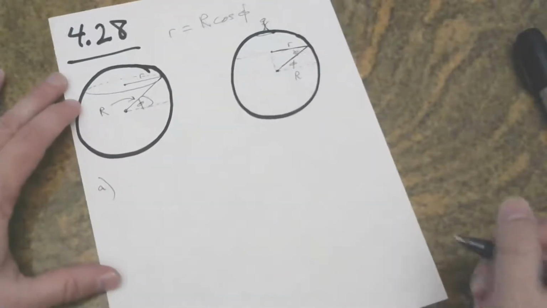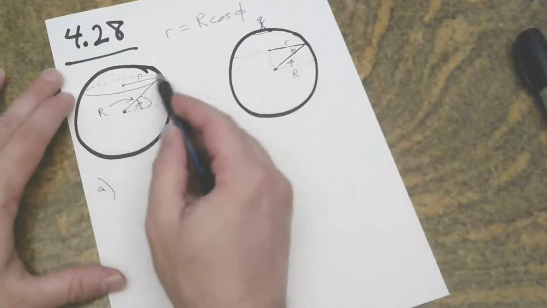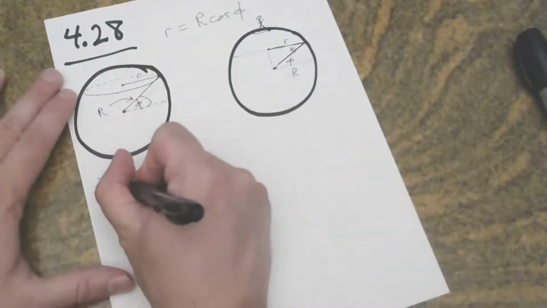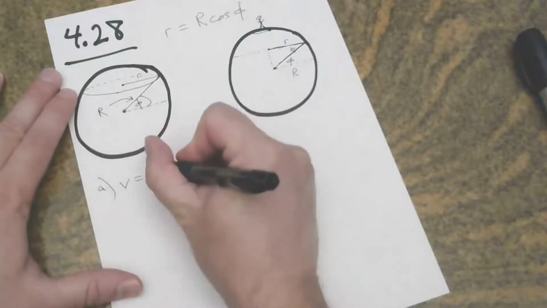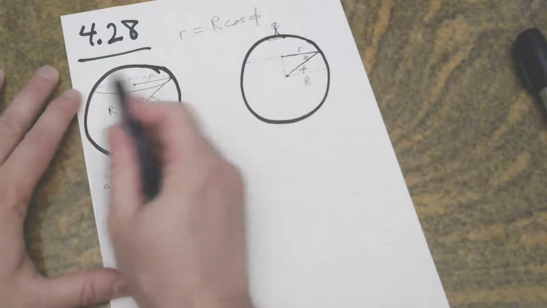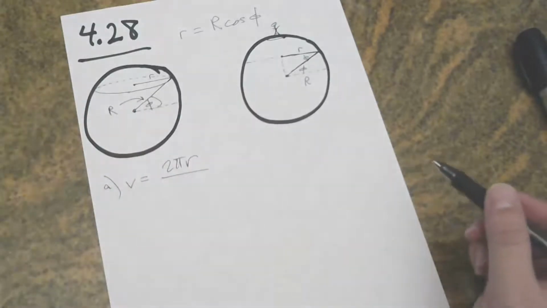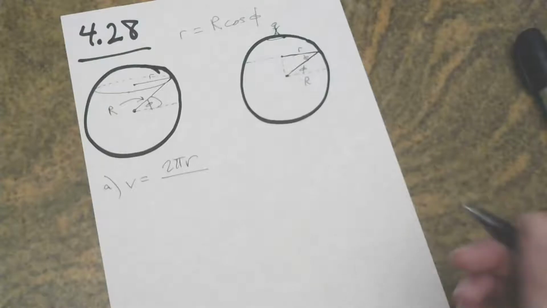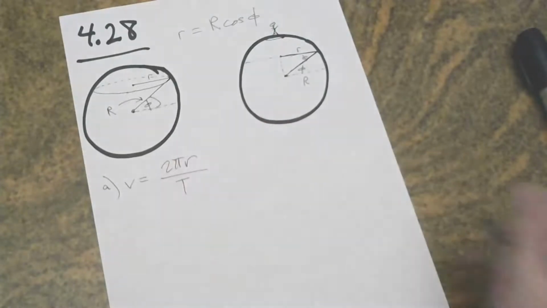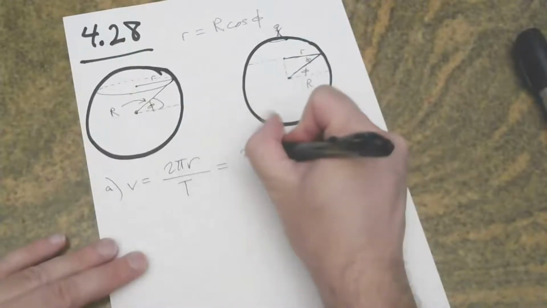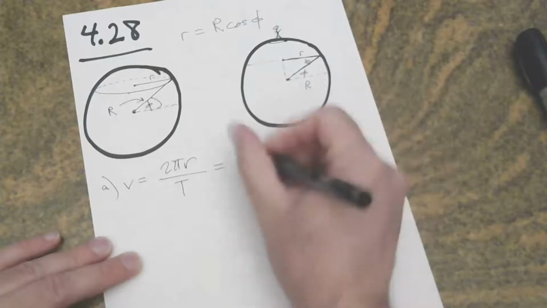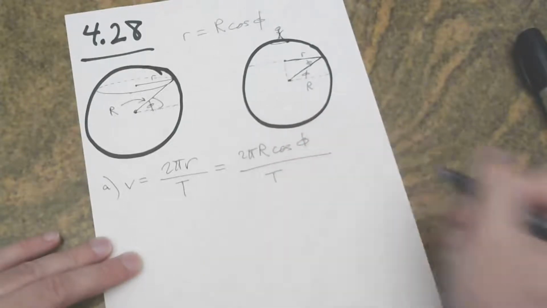And they're really just asking for the speed. So the speed as you go around a circle would be your total distance over time. And we've already looked at this. That would be the circumference of the circle divided by the time it takes to rotate once. Well, there's a special letter that we like to use for the time of rotation. That's the rotational period, capital T. Okay, 2 pi times big R cos phi over the period.